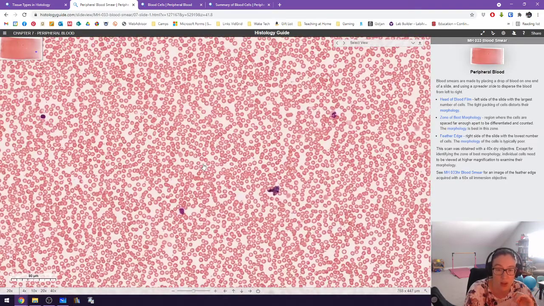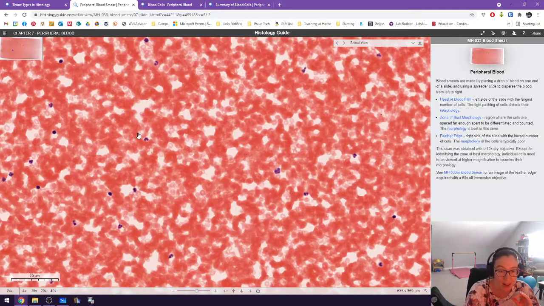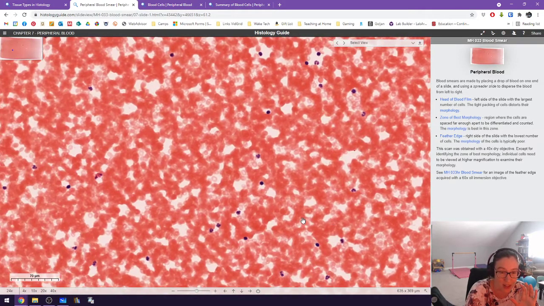And so with blood, it's a fluid matrix, right? And so we're going to have mostly cells. So it's very cellular with just a fluid matrix. And so how closely packed the cells are will depend on where on the blood smear you're looking. So like here, this is not easy. We're not going to be able to look at anything. All the blood cells are right next to each other because they're all together.